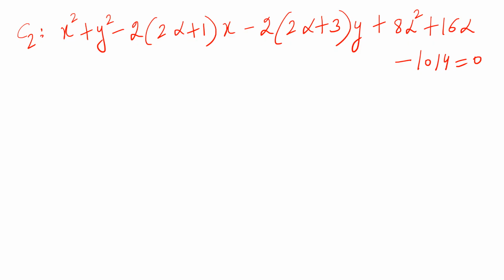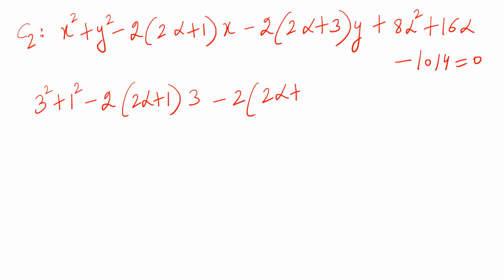Now since point P(3, 1) strictly lies inside the circle C2, we will use that concept and put x as 3 and y as 1 in the equation of the circle C2. So it becomes 3² + 1² − 2(2α + 1)·3 − 2(2α + 3)·1 + 8α² + 16α − 1014, and as per the concept this quantity must be less than 0.